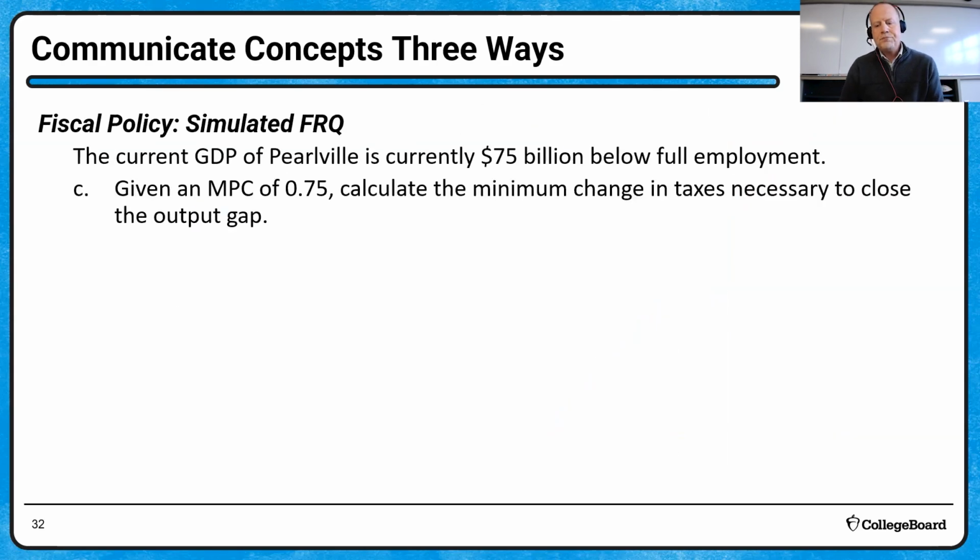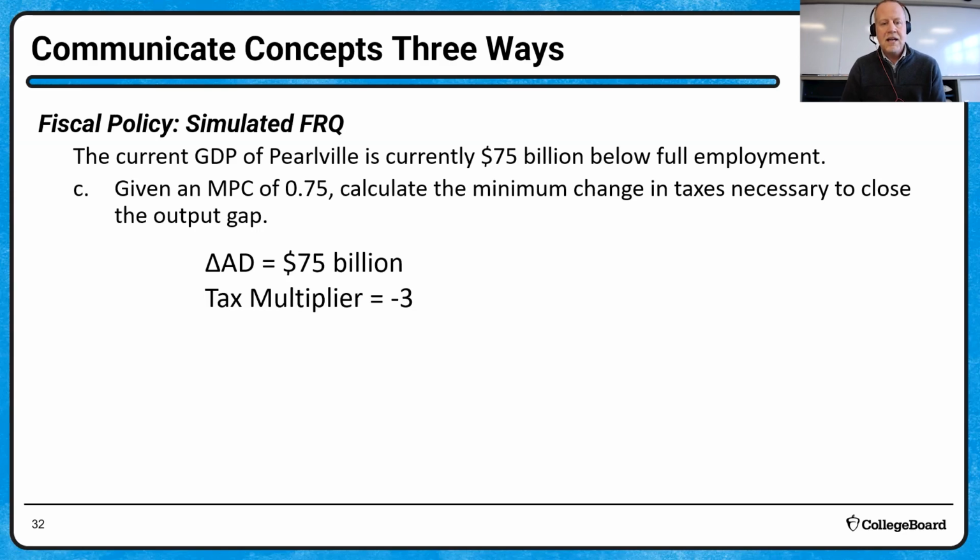Part C, given an MPC of 0.75, calculate the minimum change in taxes necessary to close the output gap. So once again, our desired change in AD is going to be $75 billion. We want AD to increase by $75 billion to close that gap. We can't change taxes by 75 billion to get a change of 75 billion because we know there's a multiplier effect. Our tax multiplier in this case is going to be -3.